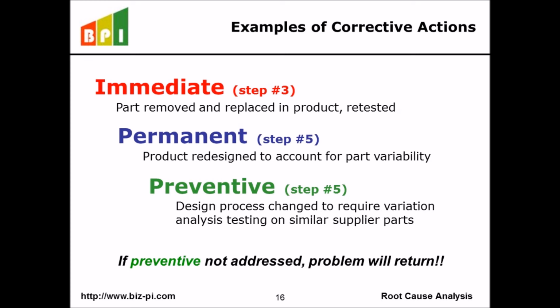Here is another example. For the immediate action, a part is removed and replaced in a product and it's retested. In the permanent action, a product is redesigned to account for the part variability so that it doesn't have a problem in the future. The preventive action is that we have a design process change, so we require that variation analysis testing on similar supplier parts on future designs.